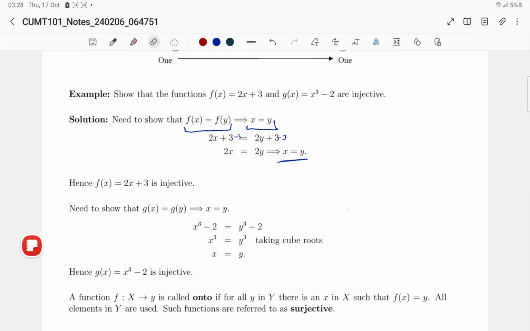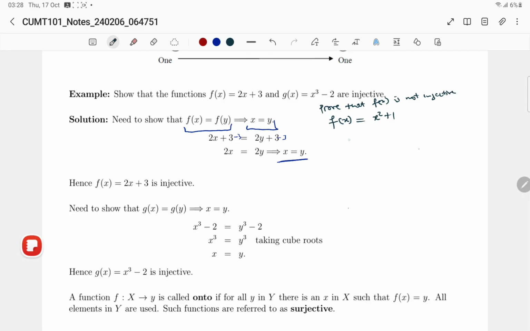Okay, so let's consider a function, just for the sake of understanding. Let's consider our f of x, which is equal to x squared plus 1. So prove that f of x is not injective. Right, so f of x is not injective, right?